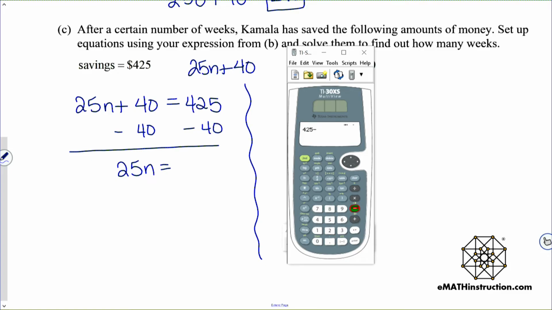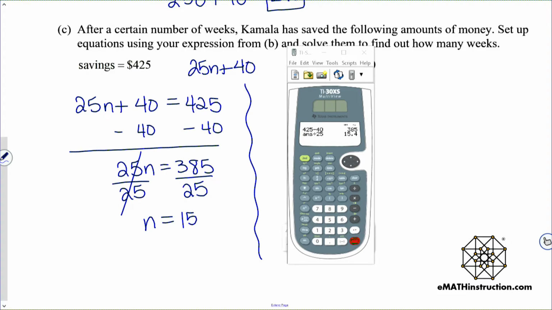425 minus 40 gives us 385. All right, divide both sides by 25. In fact, what's nice here is I can literally just hit divided by 25, equals 15.4.